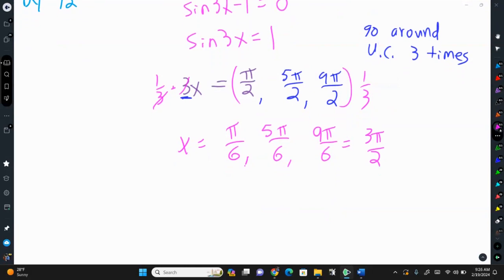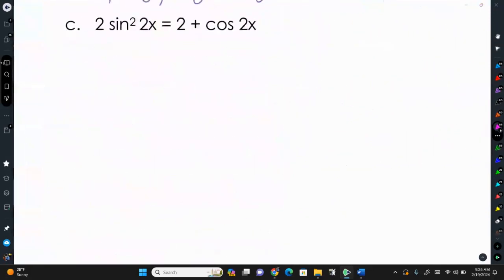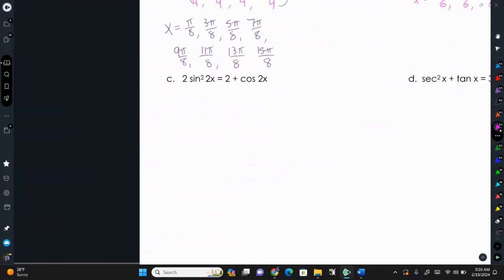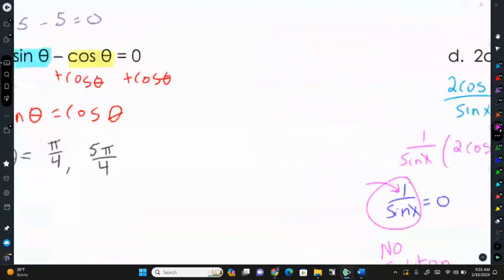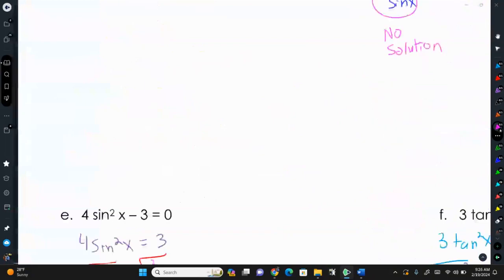So this one only had 3 answers, while the other problem had 8. All right, now letter C. We have 2 sine squared 2x plus 2 equals 2 plus cosine 2x. Well, we have to have the same trig function, like I said, in most cases, except that one problem we had yesterday. This was one of those special cases where we thought and said, oh okay, if both of these are exactly the same, then this equation works.